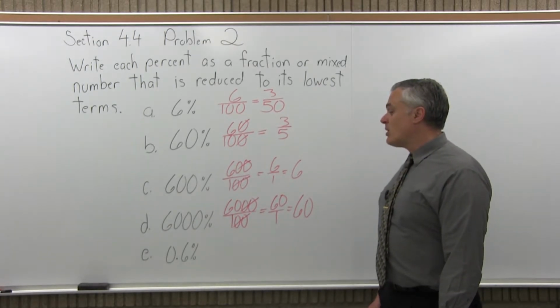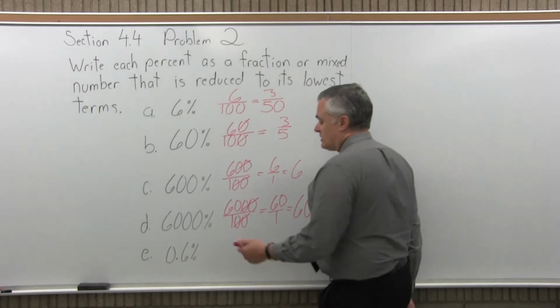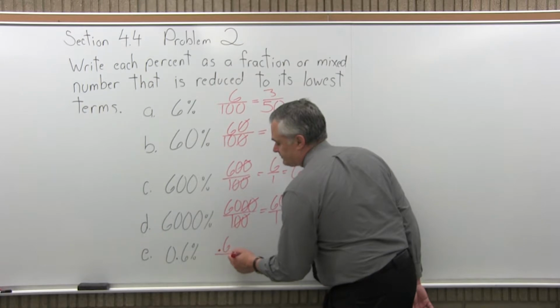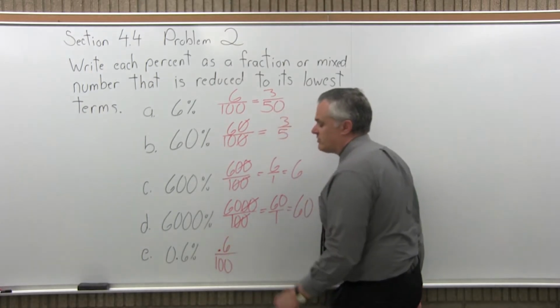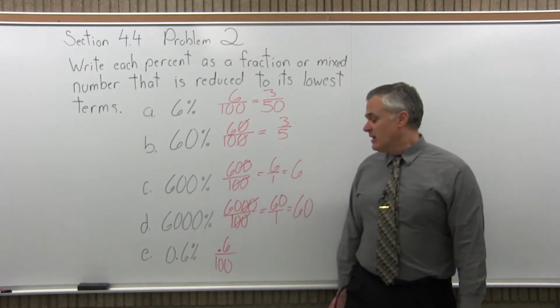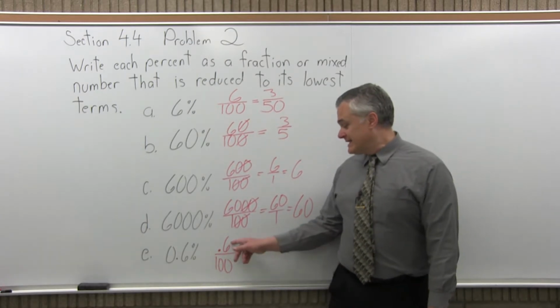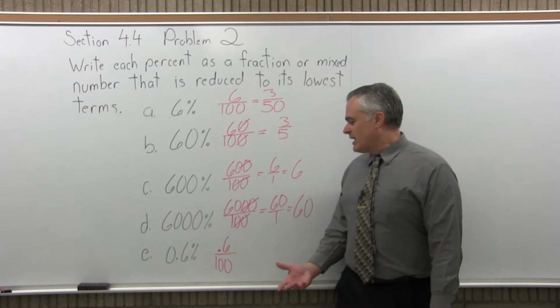And now the last one, 0.6%. So same process. Write the percent over 100. So I have 0.6 over 100, reduce if you can. Now, they're both even, but you have a little bit of a problem with this one. You have a decimal as part of a fraction. You don't really want to do that. So how do we handle that?